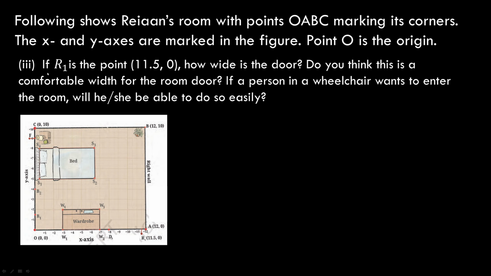Third question. If R1 is the point 11.5, 0, how wide is the door? Now they are asking the width of this door. We can simply do this by subtracting 8 from 11.5, which would get us to 3.5 units. And it seems like the units are in meters, so this would be 3.5 meters.